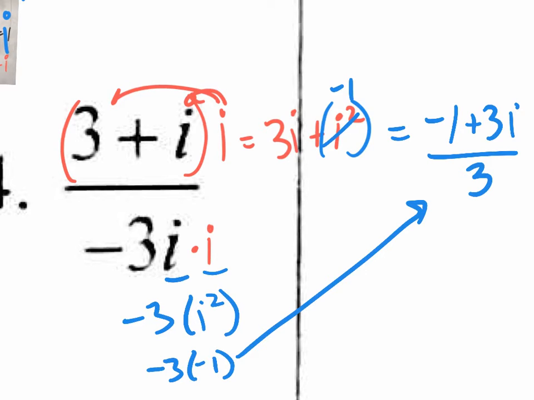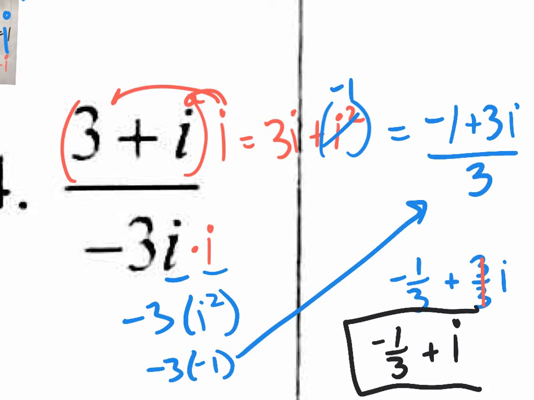And then you split that fraction into 2. You'll get negative 1/3 as your real part, plus 3 over 3 with the i. And of course, 3 over 3 is really just 1. So your final answer is negative 1/3 as your real part, plus your regular i, your second part. So that'd be your answer to that one.